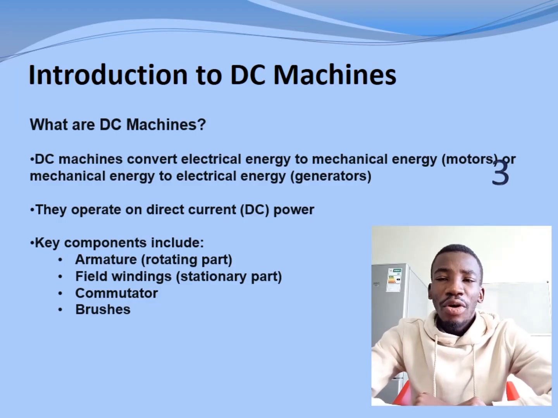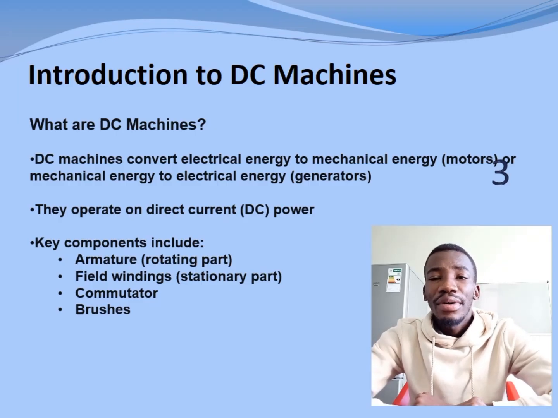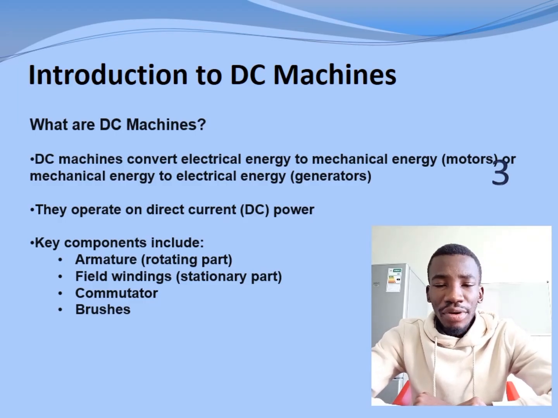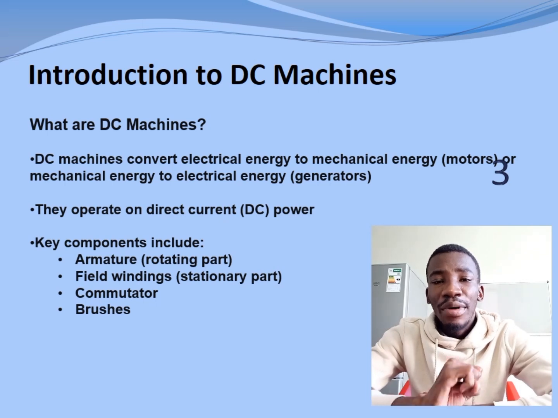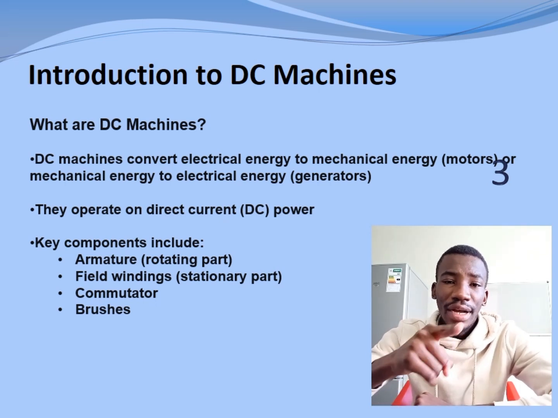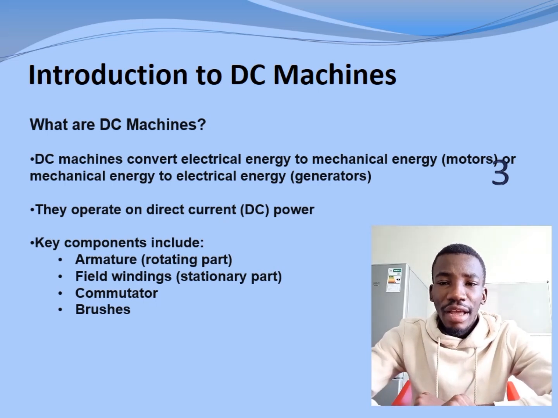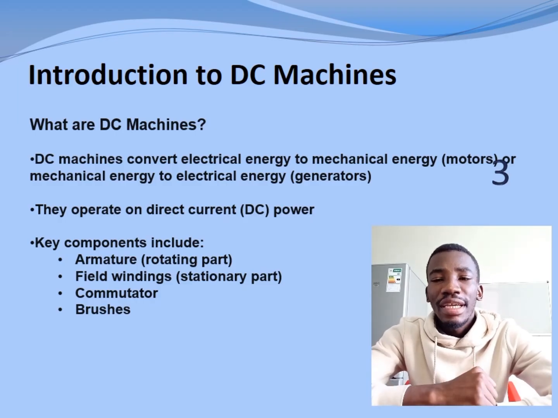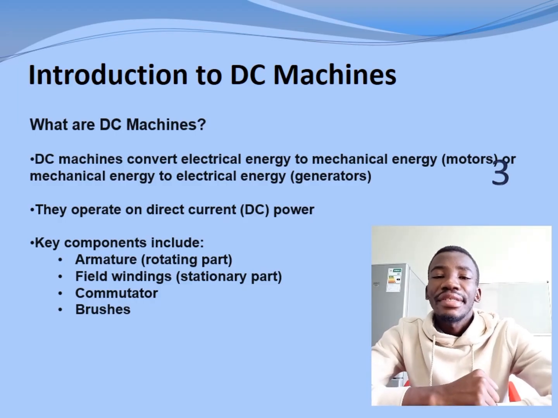They operate on direct current power. They operate on DC power. Key components include the armature, the rotating part, the field windings, the stationary part, the commutator, and brushes.